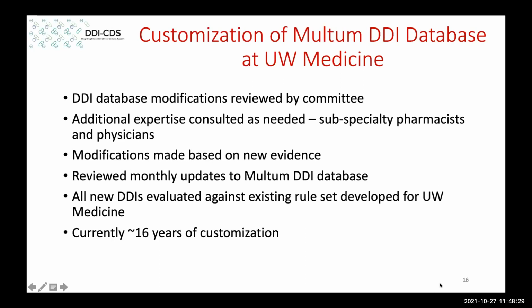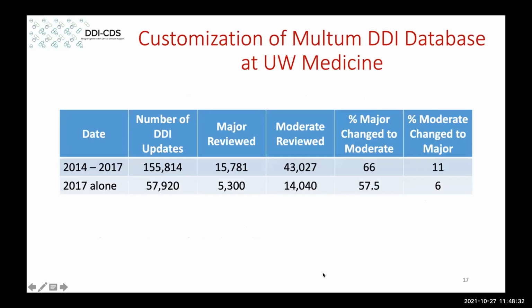And Dan, if you go to the next slide, I'll just show you a little example of what that sort of looks like. Here's the first row has got the summary data from 3 years, and then the data from 2017 by itself. The number of updates were the total number of updates that came in. And if you just look at the 2017 row, you see there was almost 58,000 updates to the DDI data. They're very busy keeping this data up to date. Out of that group, we reviewed about 5,300 majors and about 14,000 moderates. And we downgraded majors. Almost 58% of the ones we looked at were downgraded to moderate, and about 6% of the moderates were actually upgraded to major. So that's essentially what we did, and we continued to do that.